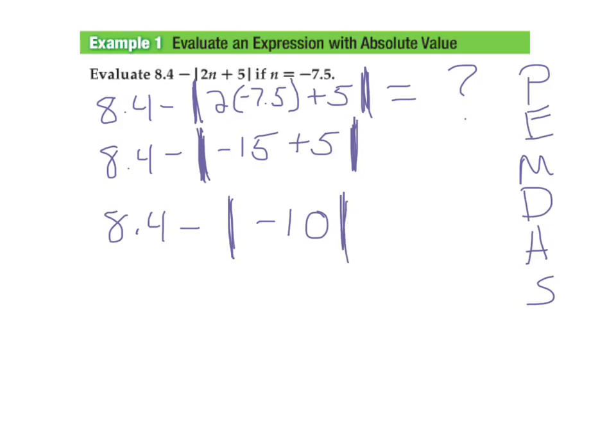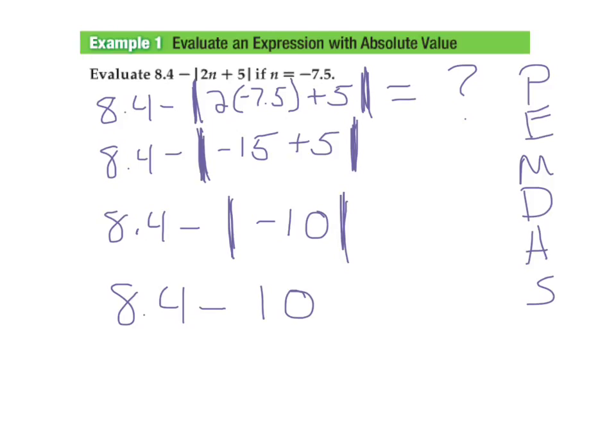Okay, so you can see that this is good. We have a negative value inside our absolute value. And that means that now we can use the absolute value to say, hey, I know that what I really want is this value's distance from 0 on a number line. So I'm going to take my negative 10, and I'm going to rewrite this as 8.4 minus, and this negative 10 is simply going to become a 10.